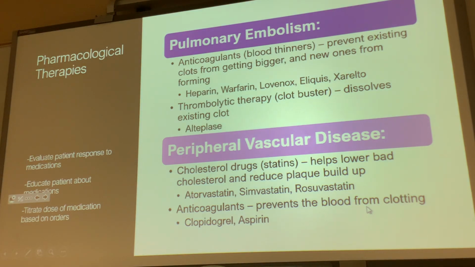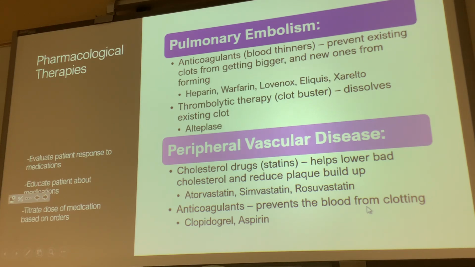And then for pharmacology, for PEs, we have the anticoagulants, which are blood thinners, and these will just prevent the clots from getting bigger and new ones from forming. So we've kind of talked about all of those down below: heparin, warfarin, Lovenox, Eliquis, and Xarelto. And then also the thrombolytic therapy, or clot buster, and that dissolves the clot. And then for PVD, cholesterol drugs, which are statins, and this helps lower bad cholesterol and then reduce the plaque buildup if they do have it. And those are some examples there.